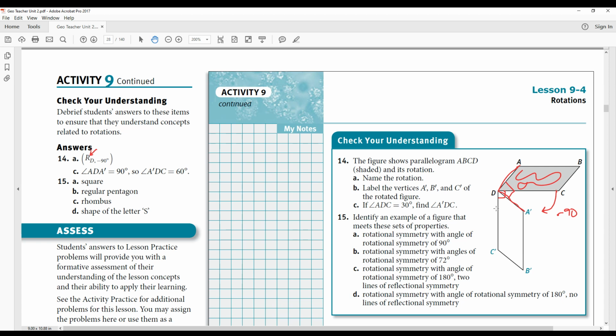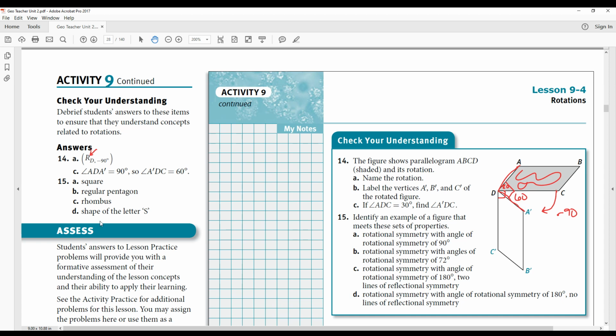Now they want to know angle A prime DC. They tell me right here that ADC, so this one right here, is 30 degrees. That means that this one right here, because remember that's a 90-degree angle, this one will have to be 60 degrees. So A prime DC is going to be 60 degrees. And what kind of angles does that make them? It makes them complementary.